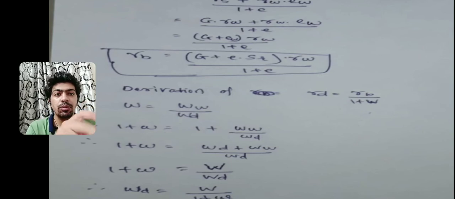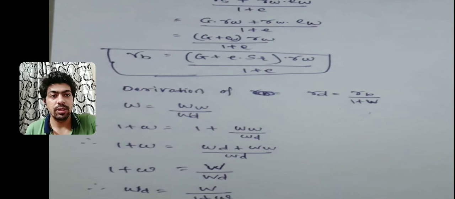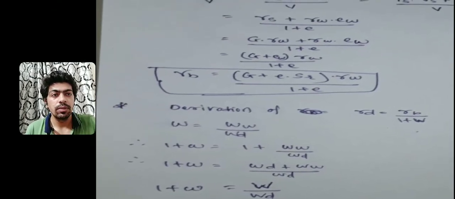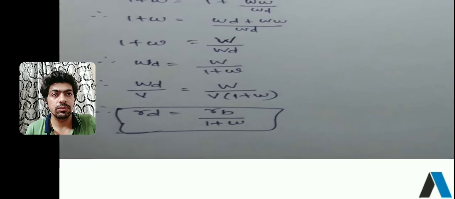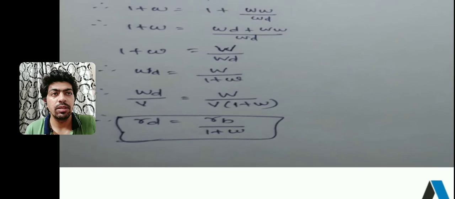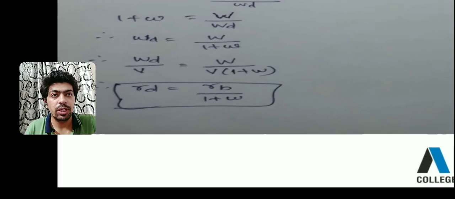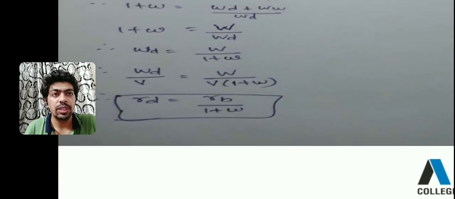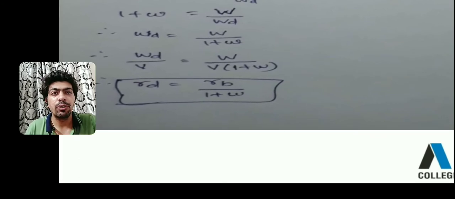So for 1 plus W, Wd will multiply with 1, so the equation becomes Wd plus Ww upon Wd. Now we know that Wd, that is dry weight, plus weight of water is equal to total weight, so we can replace it with capital W. So our equation becomes 1 plus W is equal to W upon Wd.